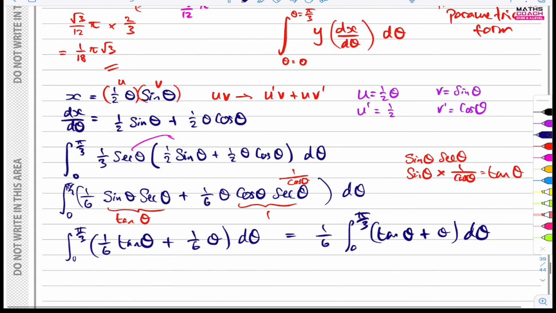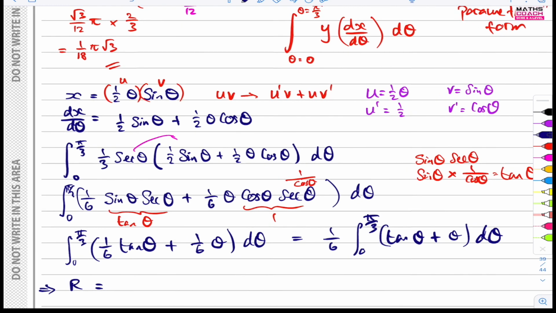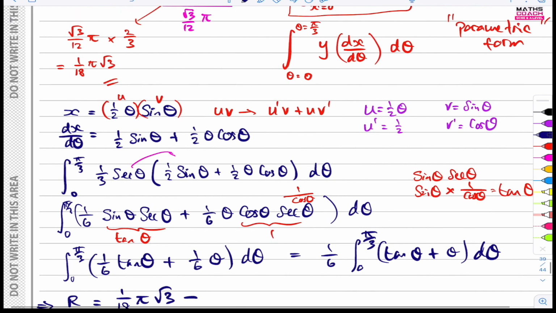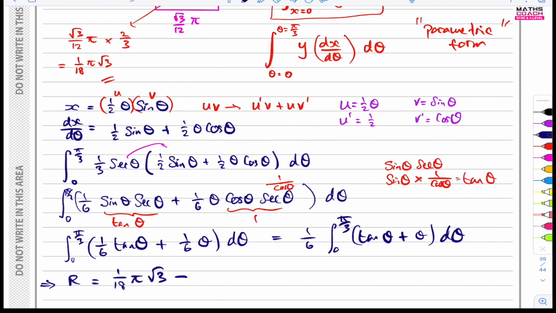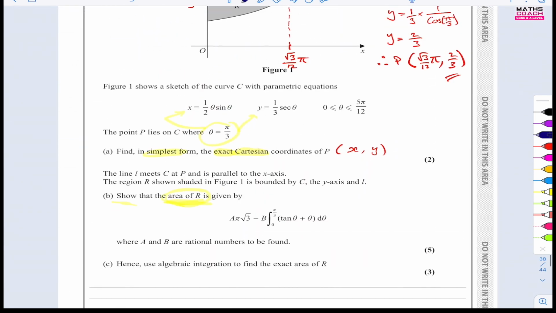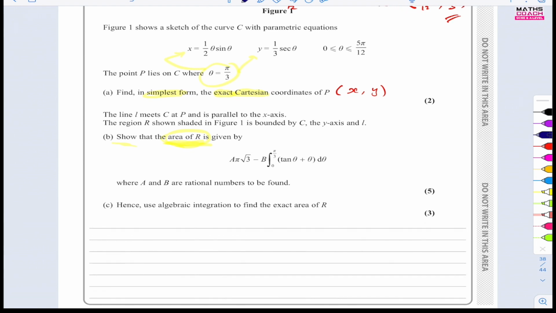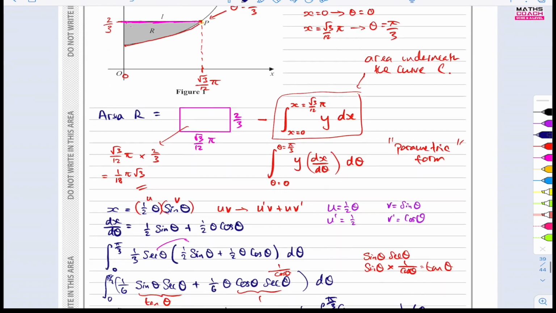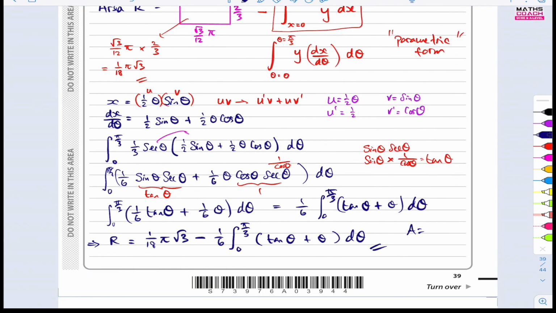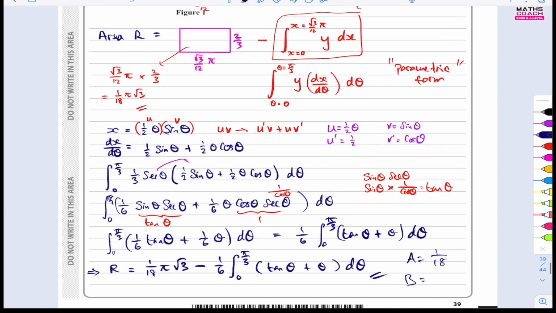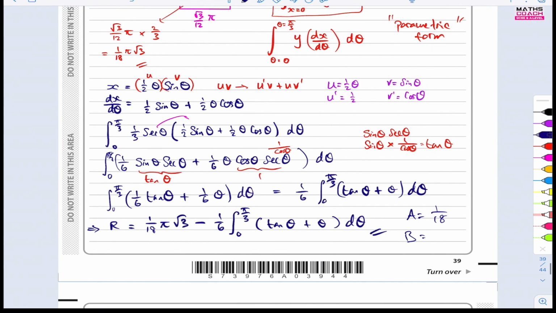So now if we put all of them together, the area of region R is equal to the area of the rectangle, which is 1/18 times pi root 3, minus the area underneath the curve given by the integration of 1/6 from 0 to pi by 3 of tan theta plus theta d theta, and that's, I believe, what we had to show. If we go back up, yep, there we go. So A is the coefficient of the area at the front, and B is the coefficient multiplying the integration. So in that case, our A equals 1/18, and our B equals, is it positive or negative? B is positive 1/6 because the form above already has a negative in the expression.